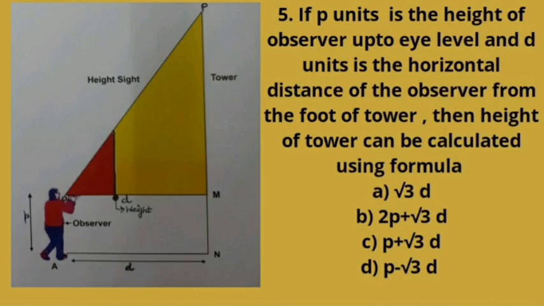Then the model was used to actually find the height of the tower, in which the height of the observer up to eye level is p units, and d units is the horizontal distance between the foot of the observer and the foot of the tower. So we are supposed to find the formula that can be used for calculating the height of the tower, so that once we have the numerical values for P and D, we can put them directly and calculate the height of any tower or building that we are measuring with the help of this height side model.